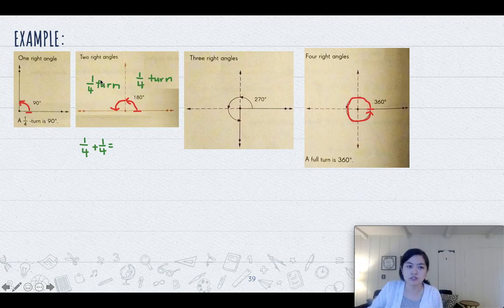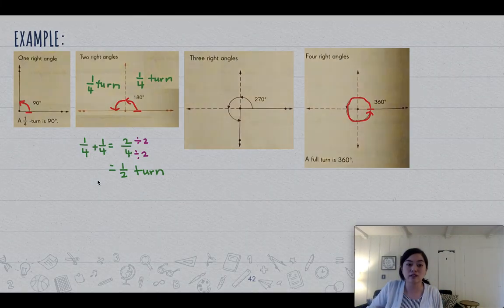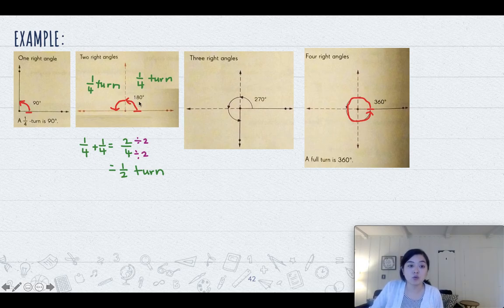I have to add one fourth turn plus one fourth turn, and that's equal to two fourths turn. But the thing is, I have to simplify, okay? So I'm gonna divide the numerator and denominator by two, and then I get one half, okay? So 180 degrees is half of a full turn. And you can see that's kind of true on this picture here, right? Because this is one full turn, but half of that is only 180 degrees. Do you see that? Okay, so a half turn is 180 degrees.